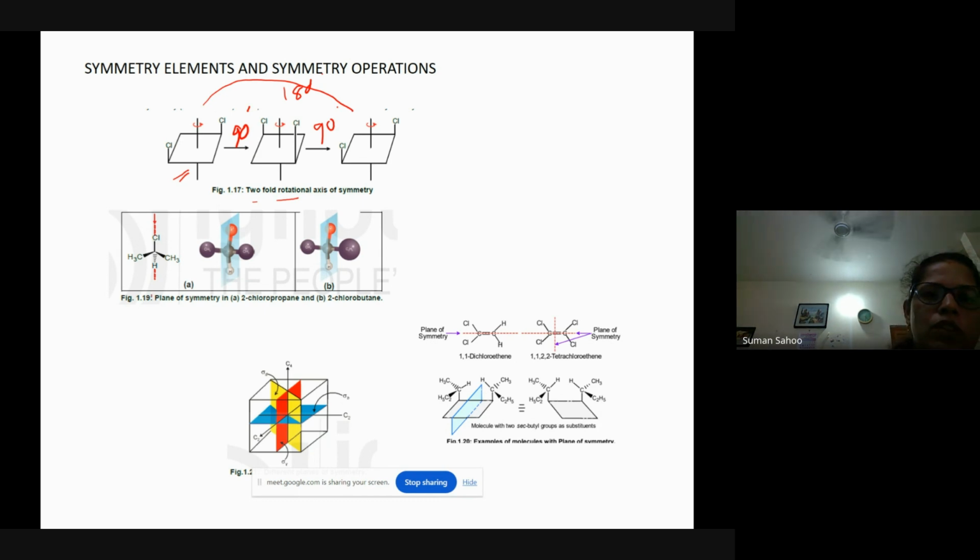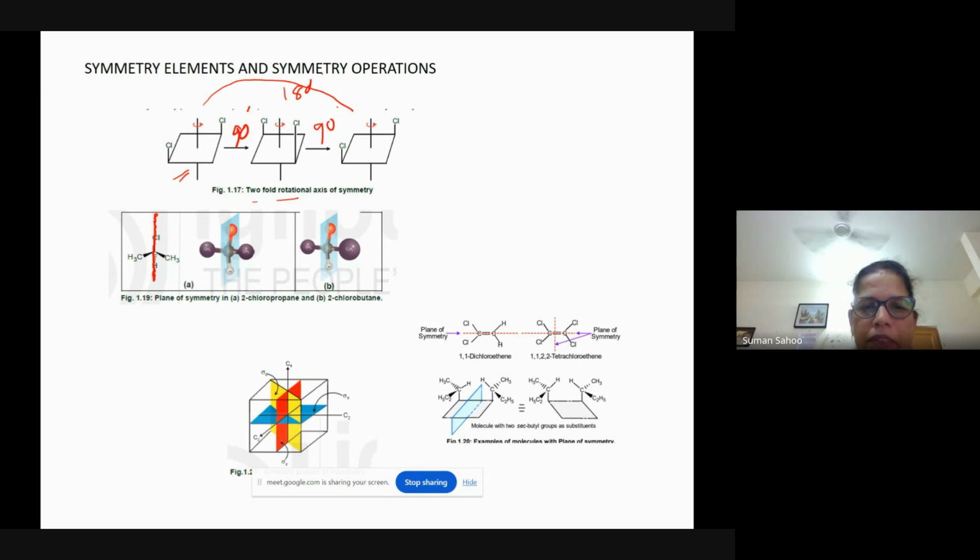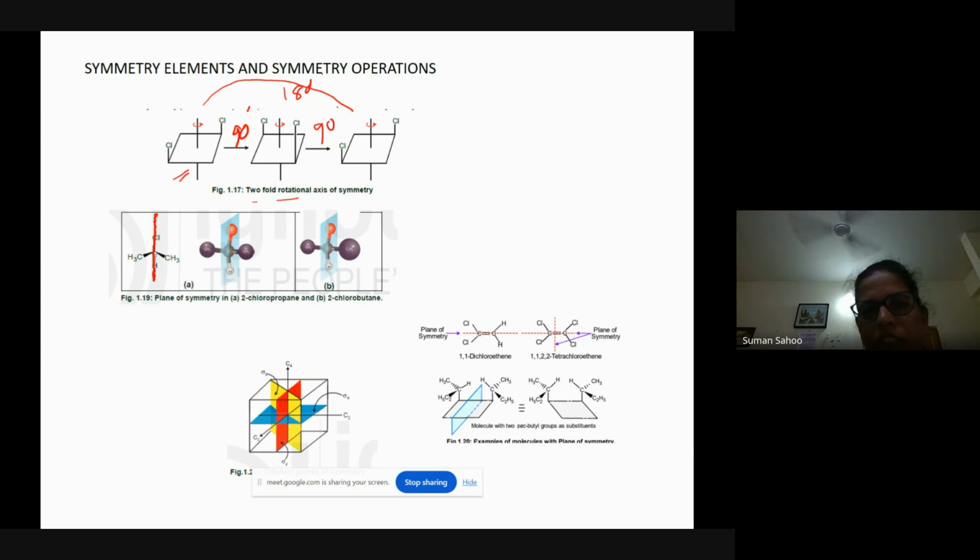Similarly, if you see this molecule here, we have a plane of symmetry. It means if we put a plane mirror here, this half is exactly equal to the other half. So that is known as your plane of symmetry. Similarly, we can have different types of plane of symmetry: horizontal plane of symmetry, diagonal plane of symmetry, and again just vertical plane of symmetry. You have three different types of plane of symmetry.